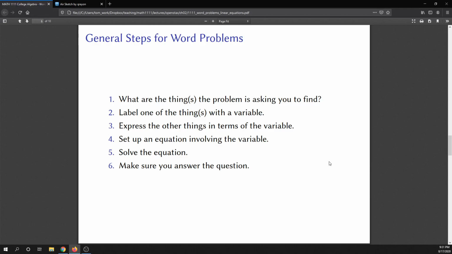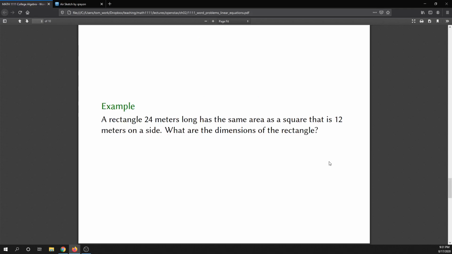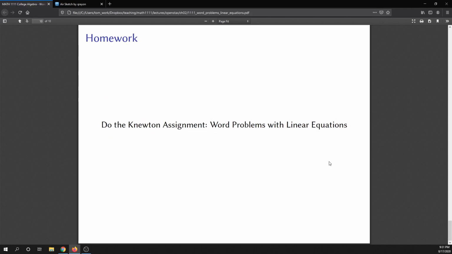Okay, I'm going to skip over these examples, and I'm going to split these out into their own little videos. So what you should do after watching those examples is work through this word problems with linear equations video. Okay, so like I said, I'm going to stop this one here and then split those 3 examples out into their own videos.